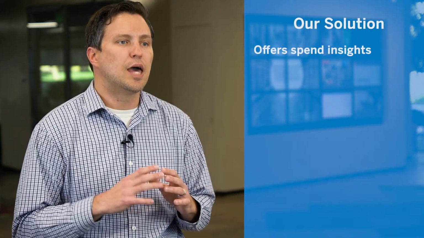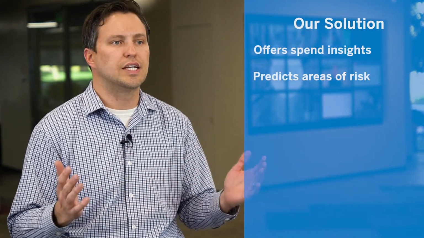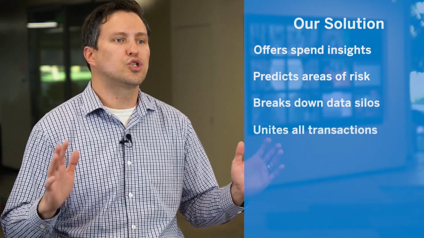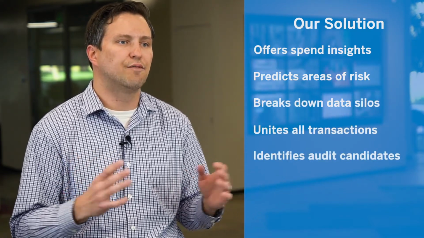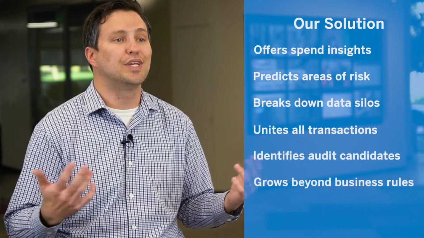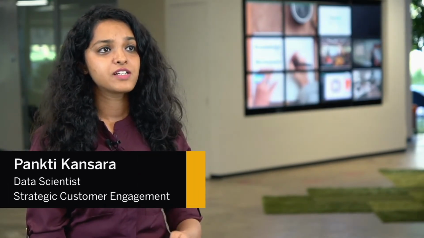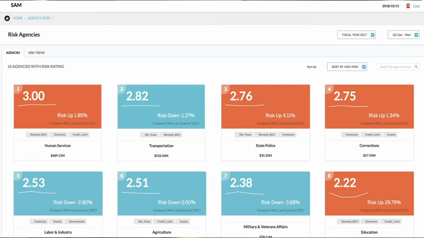We came up with a solution that offers spend insights and predicts areas of risk across agencies. We broke down data silos and united all transactions to proactively identify audit candidates by growing beyond business rules. We used machine learning to predict potential split transactions and built a statistical model to come up with a final risk score.